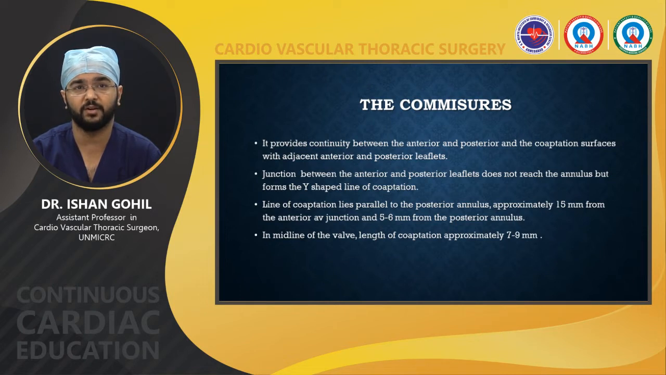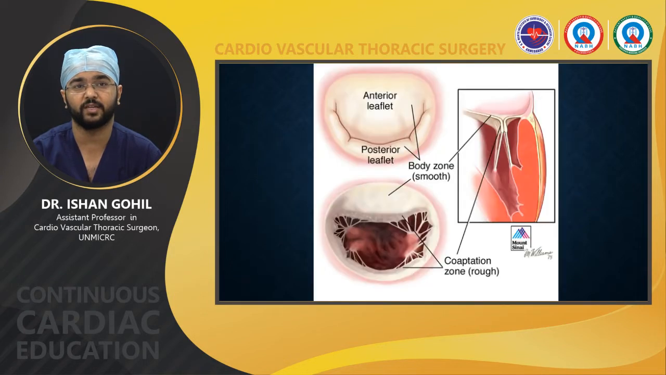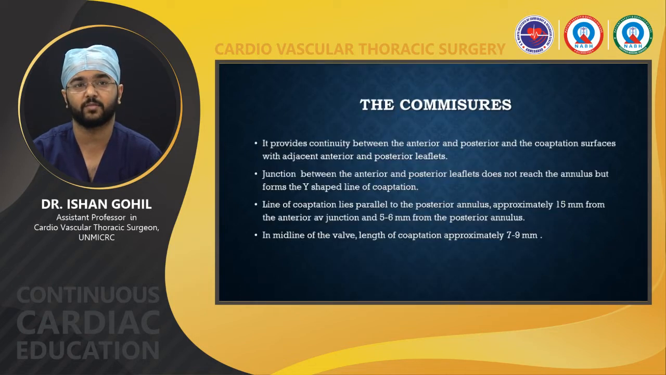It provides continuity between the anterior and the posterior leaflet at the coaptation surface which is adjacent to the anterior and the posterior leaflet. The junction between AML and PML does not reach the annulus, but it forms a Y-shaped line of coaptation, as we have seen. It forms a Y-shaped line at the area of coaptation. It does not extend to the annulus. If we assume this as the pink annulus, it does not extend to the annulus.